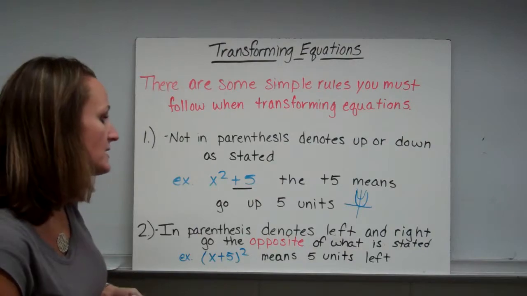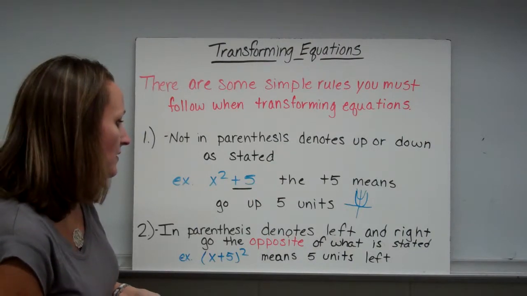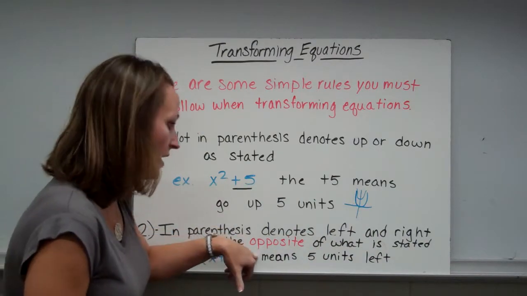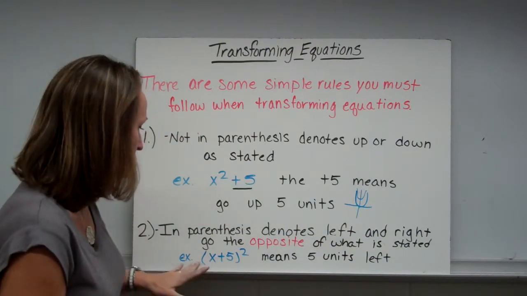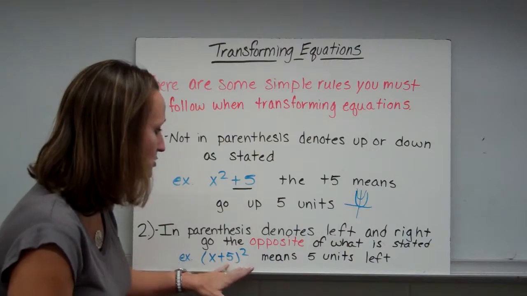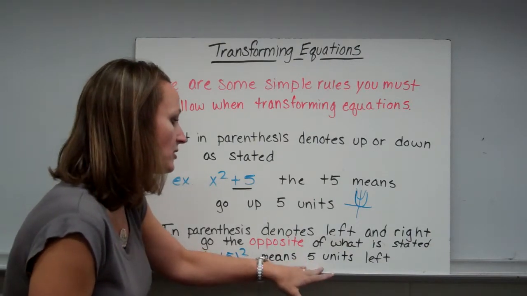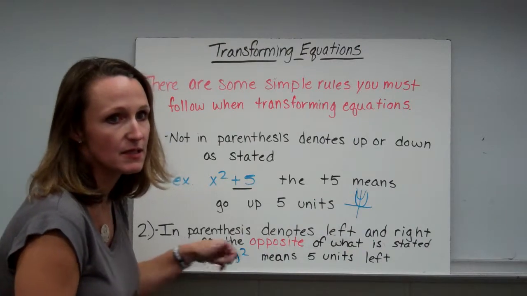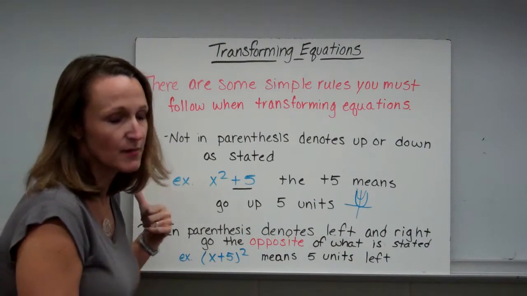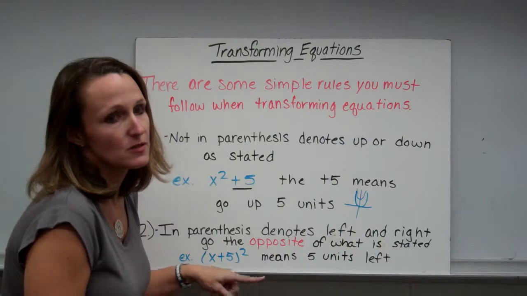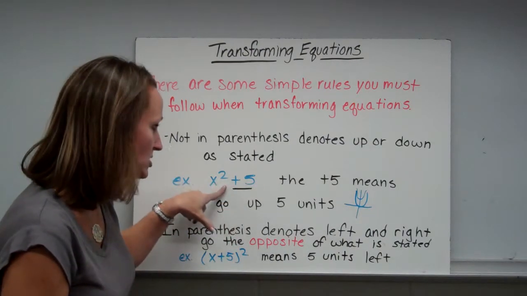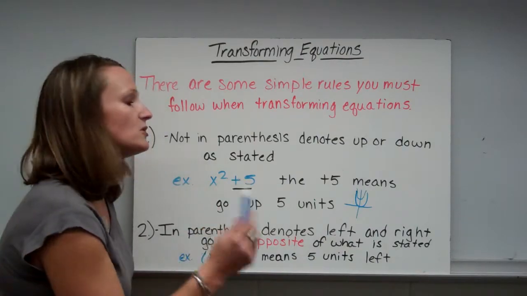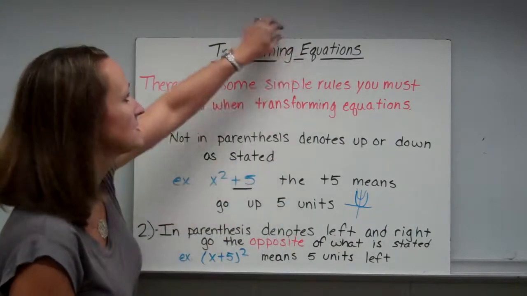Second rule, if it's in parentheses, it denotes to go left or right, but you go the opposite of what is stated. So if we have (x plus 5) squared, this time it's telling you to go 5 units left. So when it's in the parentheses, a plus is telling you to go left, and the minus is telling you to go right. Out of parentheses, you actually go up and down just like it tells you. In the parentheses, you go the opposite of what it says.